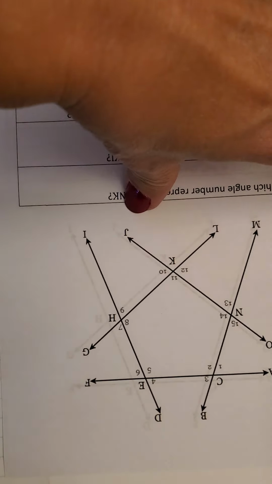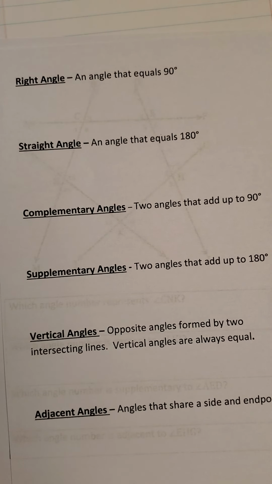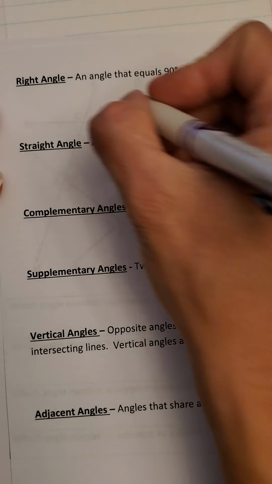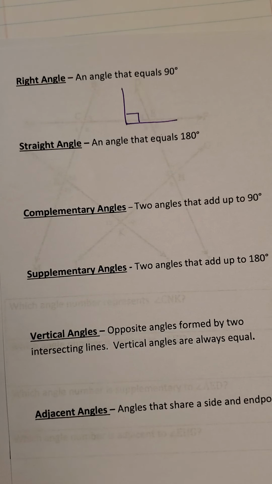Hold on. Upside down. Well, let's turn it around. Sorry about that. Okay, right angle. You probably know what a right angle is. It's an angle that measures 90 degrees. What is 90 degrees? Well, we show a right angle by a little box there, but that's a 90-degree angle.